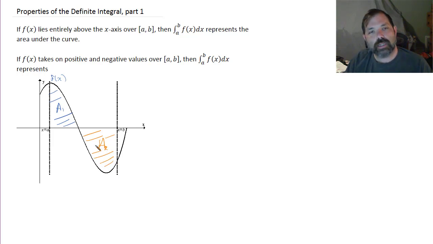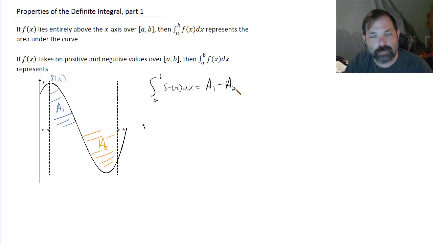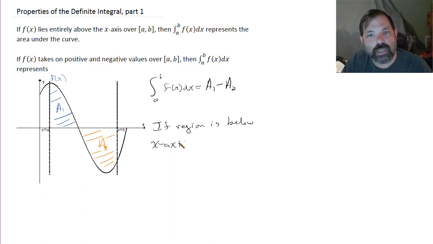And so if the function takes on positive and negative values, then we would think of the integral from a to b of f of x dx as being the area of region 1, so A1 minus A2. So it's a net area. And what this also means is if the region is below the x-axis, we consider the area to be negative.